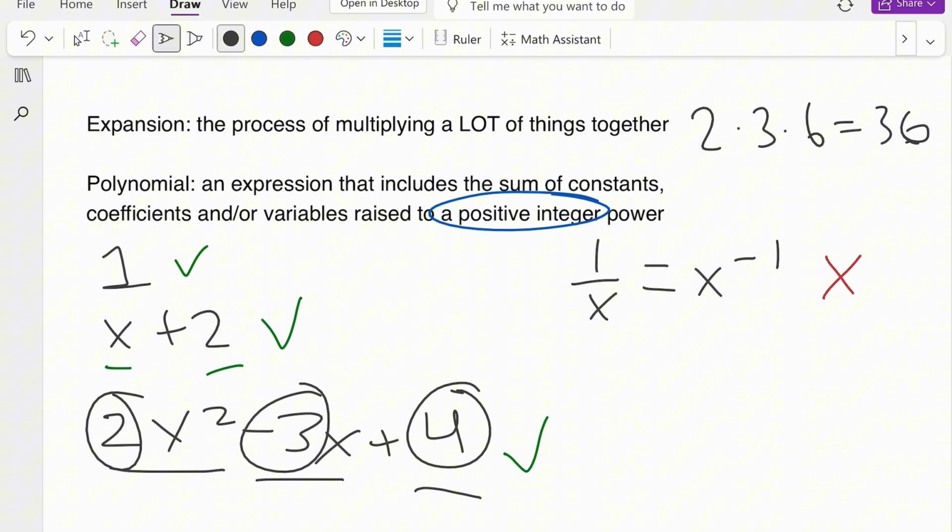Now, what if we have something like 3 to the x? Well, this is where it gets kind of ambiguous, and I will say this. You cannot have a variable in the power, in the exponent. This makes it not a polynomial. So, that is not a polynomial.